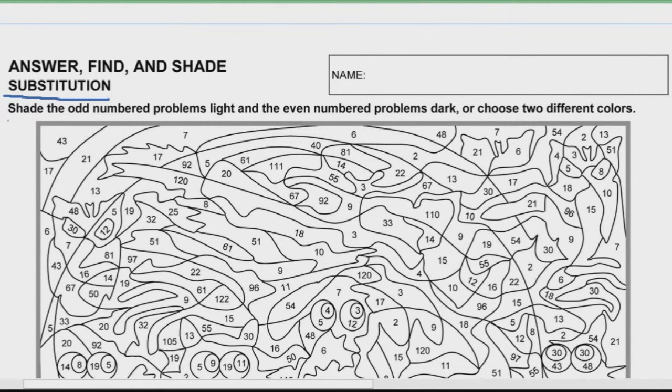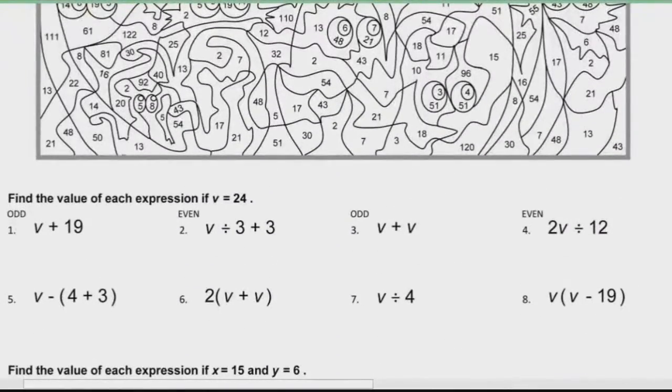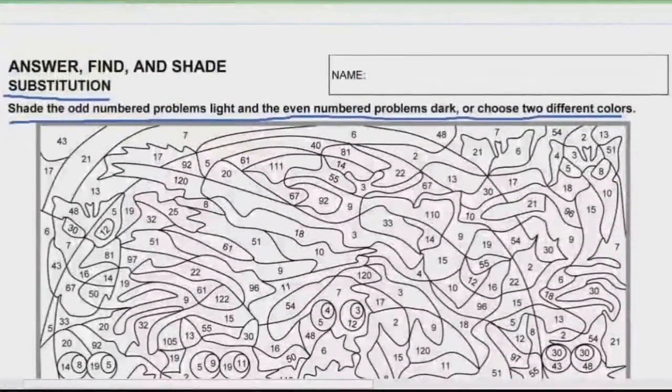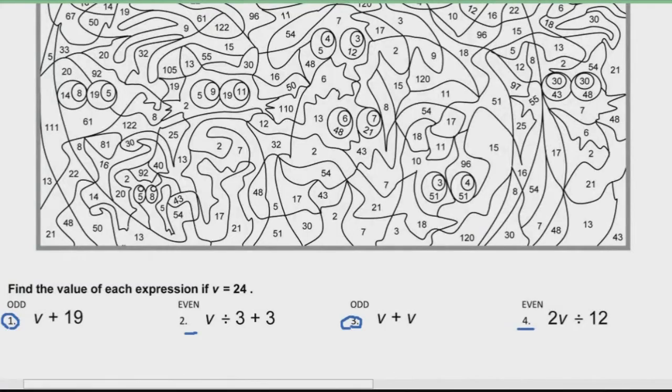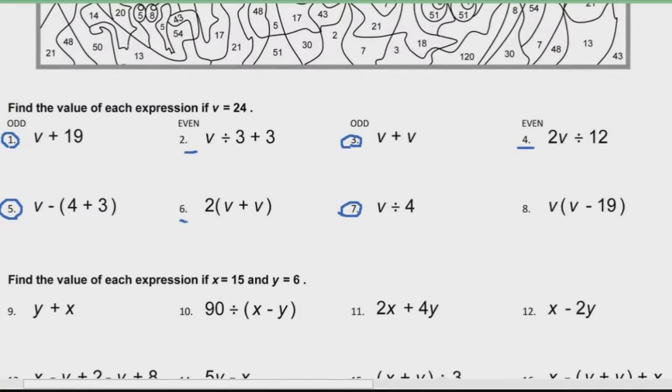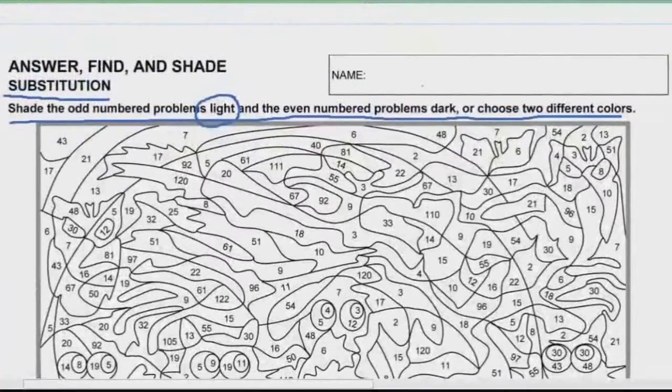Let's look at the shading directions. The shading directions say shade the odd-numbered problems light and the even-numbered problems dark, or choose two different colors. All that's telling you is the odd problems like 1, 3, 5, 7, 9, 11, they're odd, so we're going to shade those in light. And the even ones like 2, 4, 6, 8, 10, they're even, so we're going to shade those in dark. Or we could choose two different colors and do the odd one color and the even another color.